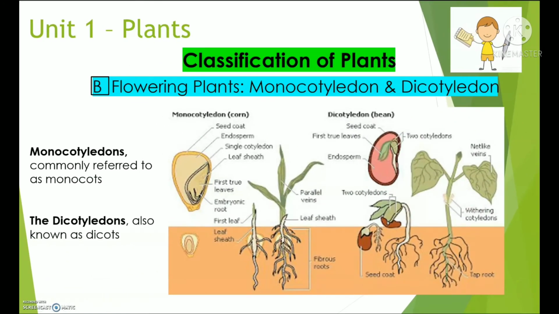Last week, we already talked about the classification of plants, all plants, flowering plants, and non-flowering plants. So, what is the classification of flowering plants? We have two types of flowering plants, and that's what we're going to talk about in today's lesson. So please bring out your books. Open your books on page 10, Unit 1, Plants.